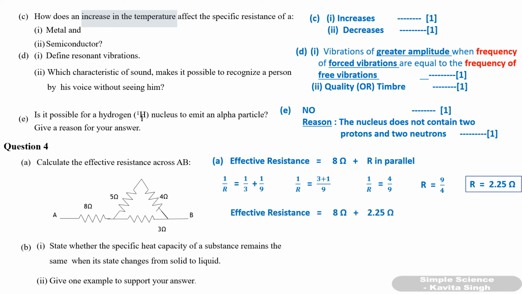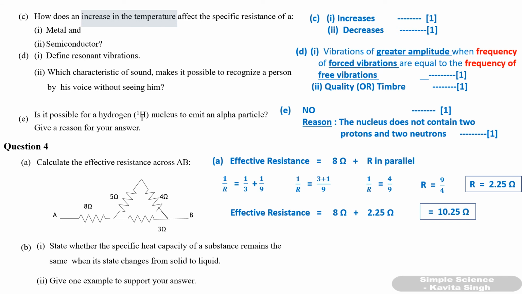So what is the effective resistance? Effective resistance is 8 plus 2.25 ohm. That is nothing but 10.25 ohm. So if you solve till the first square, what I have kept in the box, till there you will get, that means if you find the resistance in parallel, you will get 1 mark, and for the final answer you will get 1 mark. Okay.